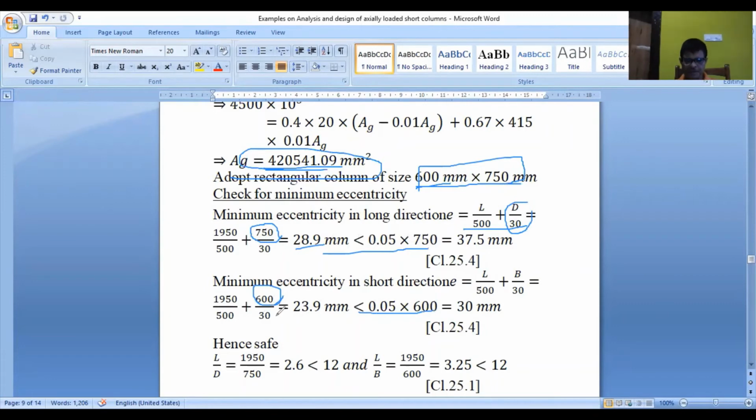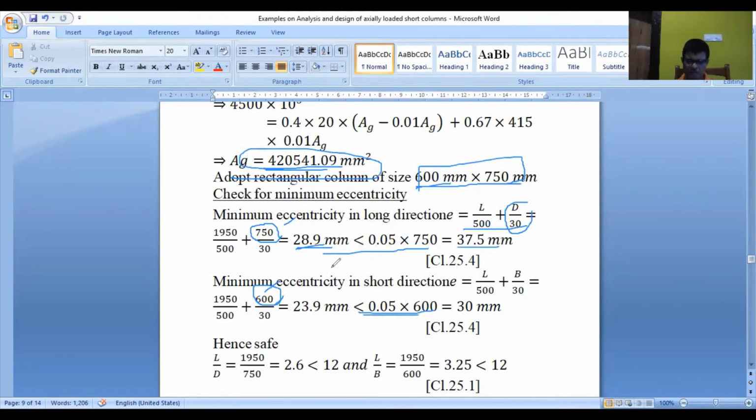Because depending on the dimension of the B and D you are taking, accordingly it is 0.05 B or 0.05 D. So both cases you have to check. So in both cases it is coming less than this value. So the minimum eccentricity is less than this 0.05 D. So it is a short column.